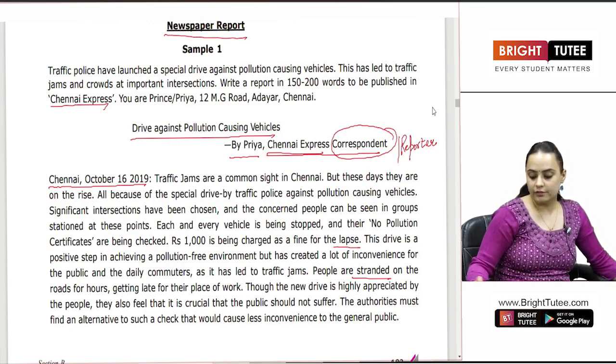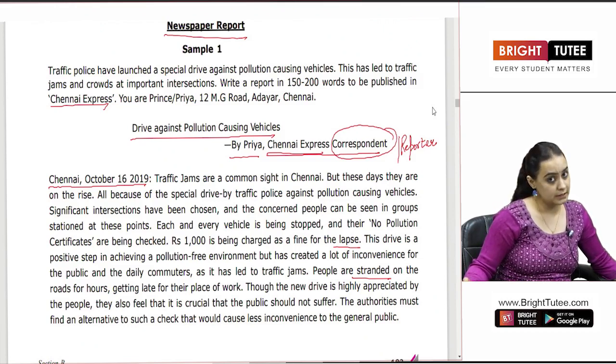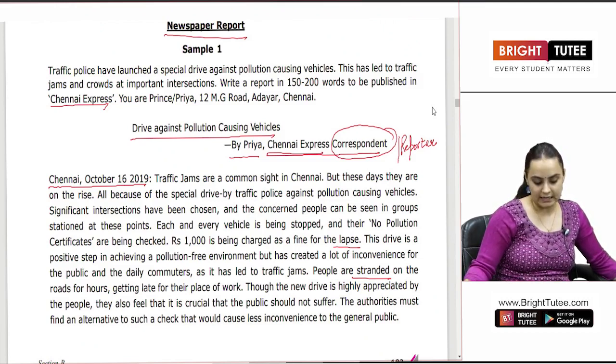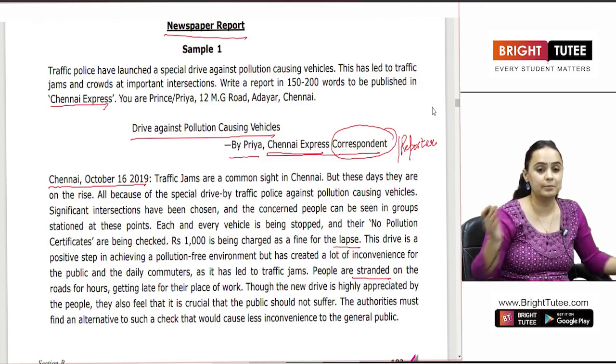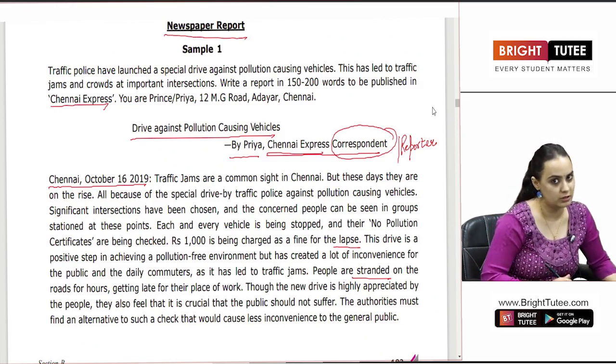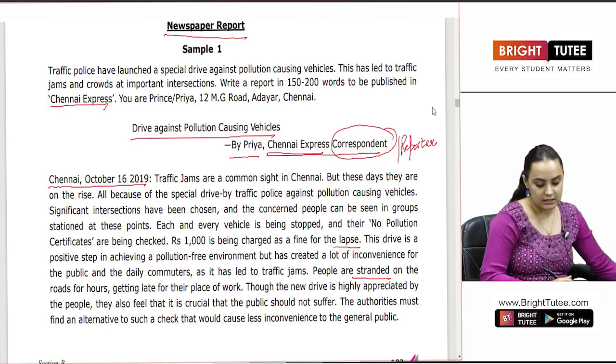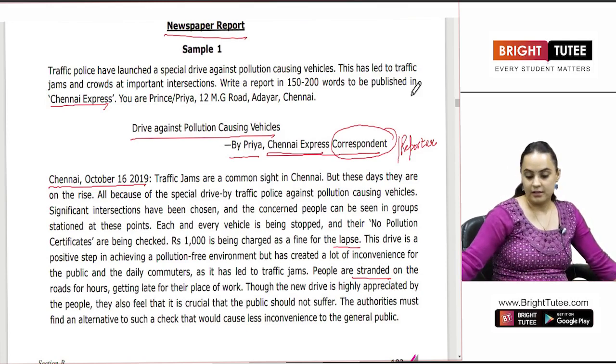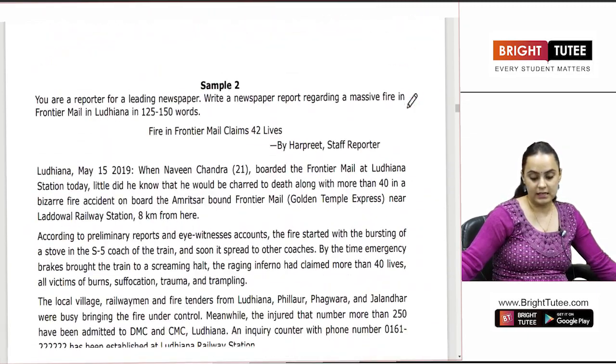Though the new drive is highly appreciated by the people, so people really like it, they also feel that it is crucial, it is important that because of the drive, the people should not suffer. The authorities must find an alternative to such a check that would cause less inconvenience to the general public. So, let us see another sample.